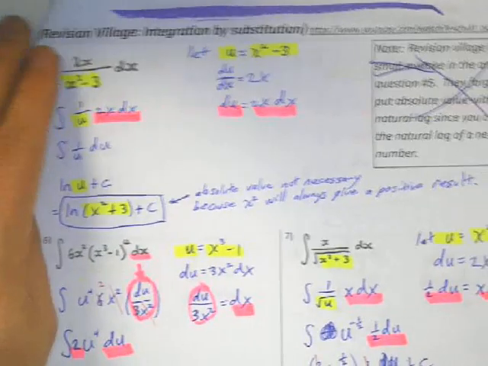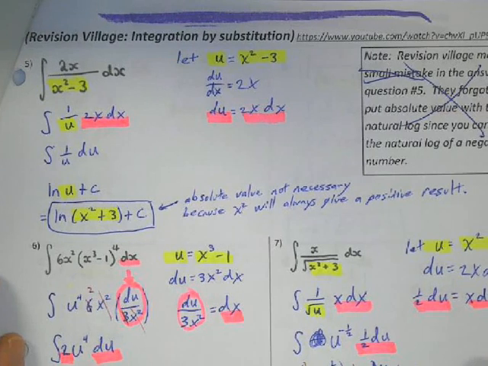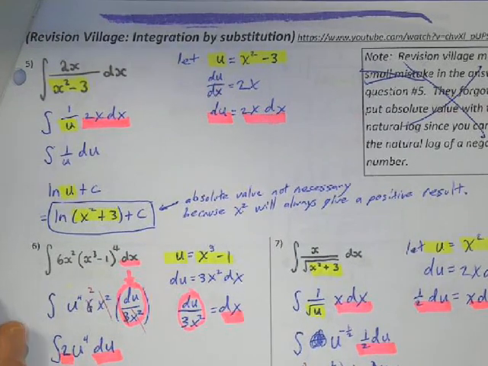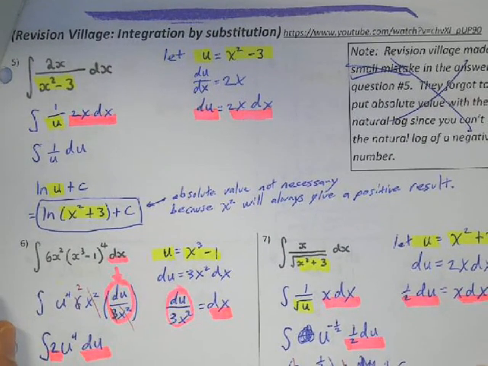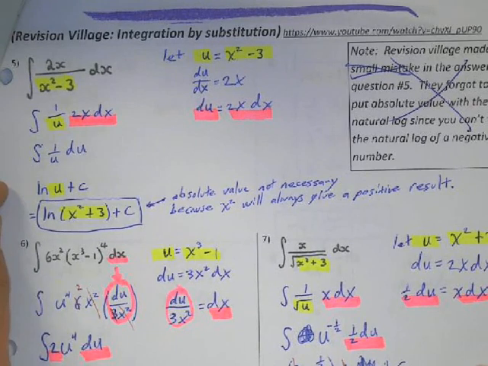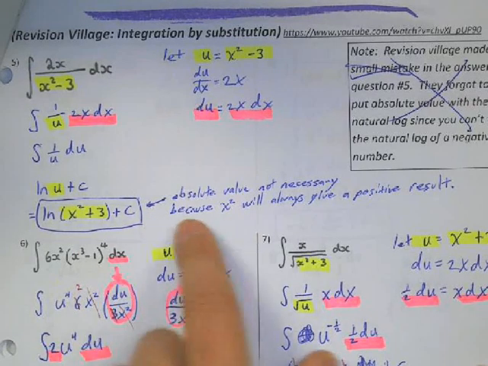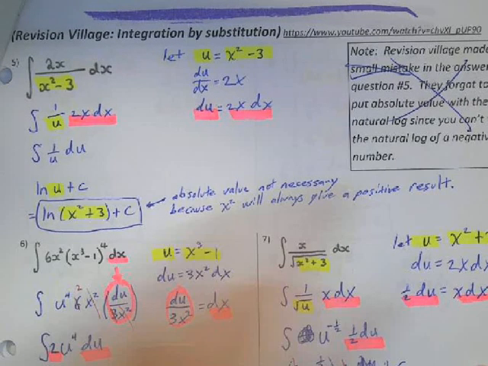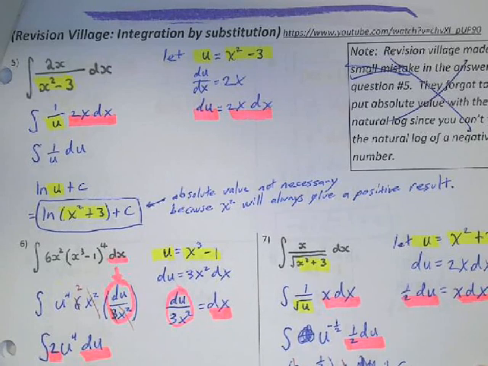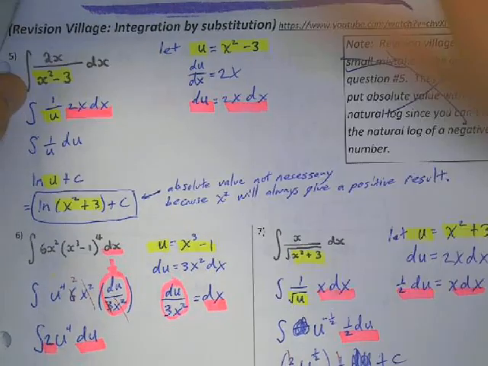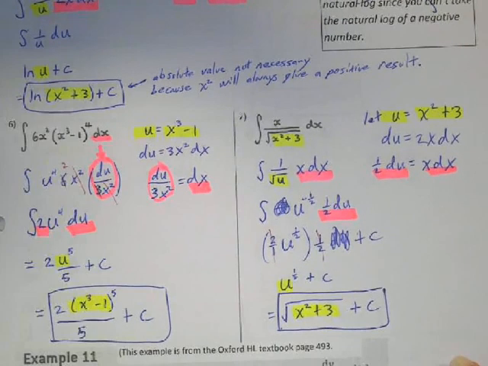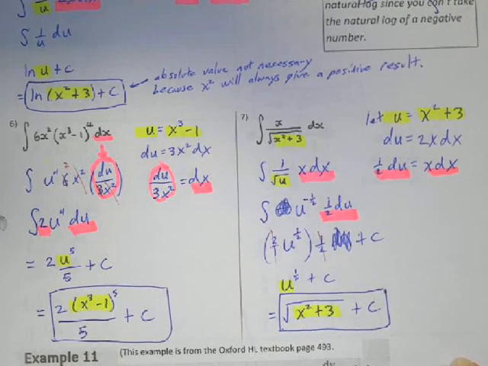And then if you go to Revision Village, YouTube Revision Village integration by substitution, here is the first one that they did. At first I thought absolute value was necessary, but then I realized it's not, because x squared will always be positive. So that's useful to know. And these examples here, 6 and 7, those are also done by Revision Village.